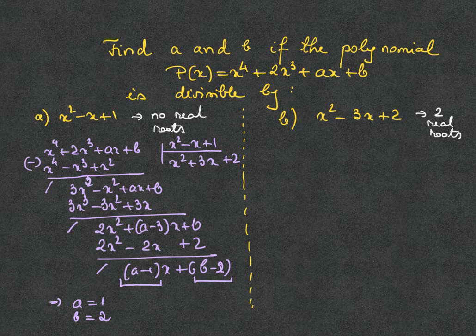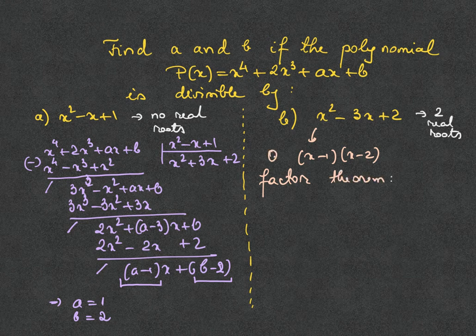Now, let's look at question B. In question B, I could use exactly the same method, so you can try yourself, but I have a simpler method in question B if I use the factor theorem. So in question B, I want p of x to be divisible by that polynomial, and I can write this as (x minus 1)(x minus 2). So the factor theorem tells me that p of x is divisible by, let's call it q of x, if p of 1 is 0 and p of 2 is 0.